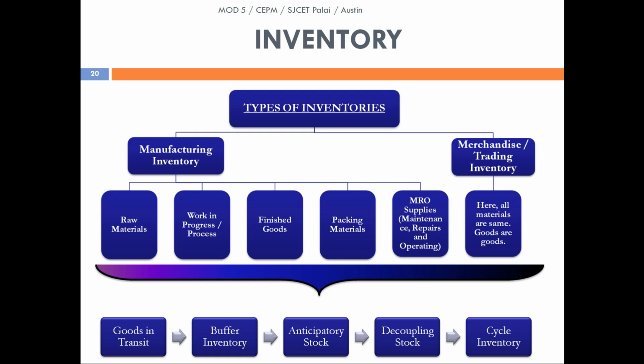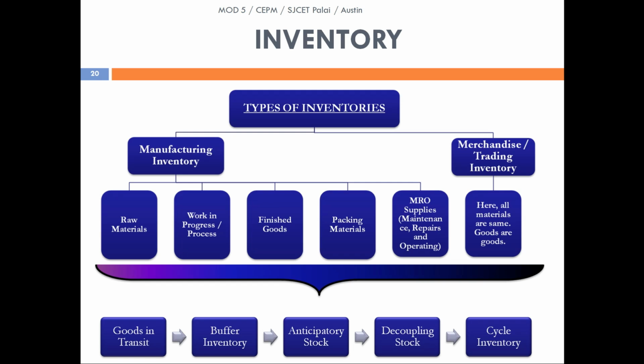Next one is anticipatory inventories. Those stocks or inventories that are made in anticipation of an event are said to be anticipatory inventory. Then decoupling stock, or decoupling inventory, is when we have to decouple or separate two parts of a production system; those materials required for that purpose are said to be decoupling stock. Next one is seasonal inventory, which is defined as the items that are required to meet high seasonal demands.